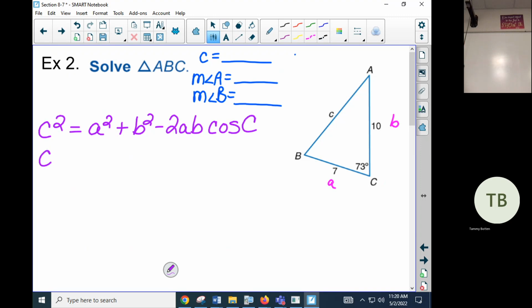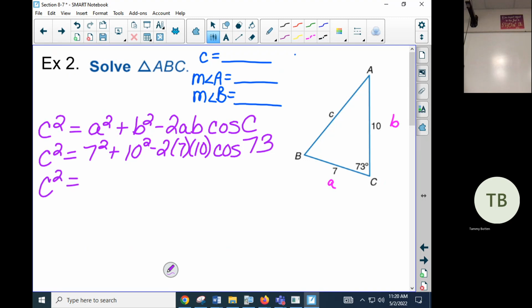C is what I'm looking for. A is 7, squared. B is 10, squared, minus 2 times 7 times 10 cosine of angle C, which is 73. So all I did there is substitute in what we know. And now I'm going to go to my calculator and type this in.